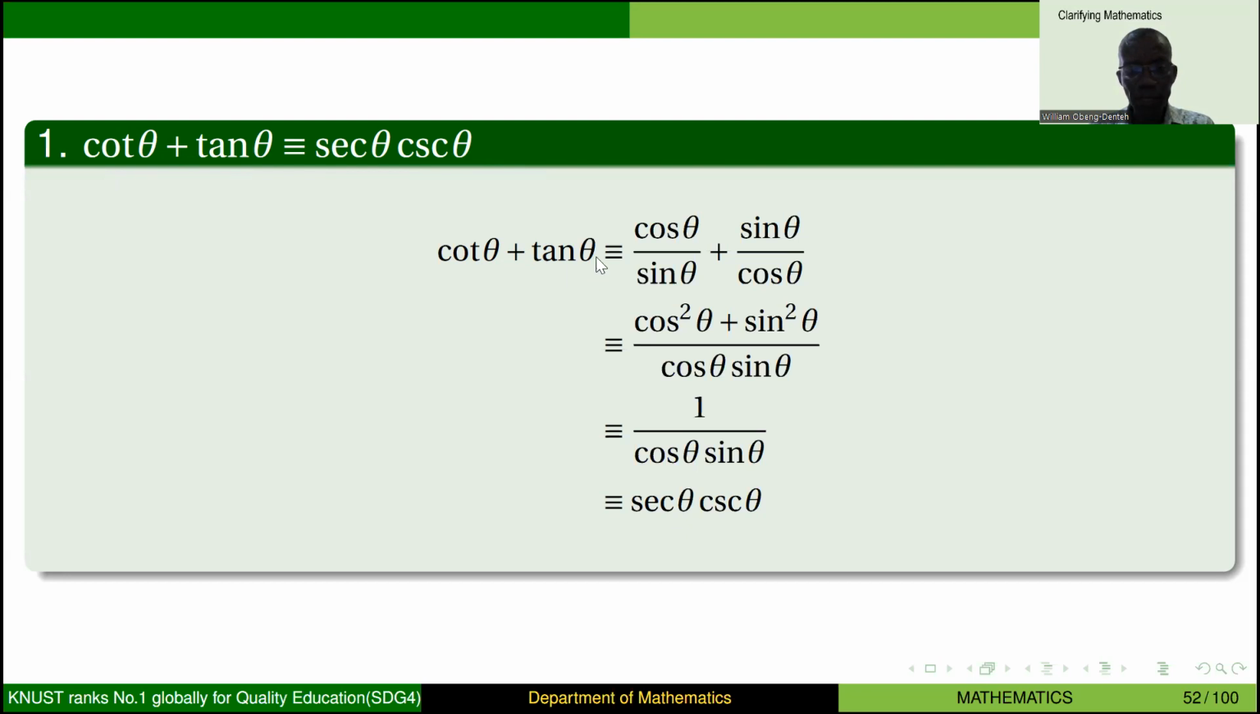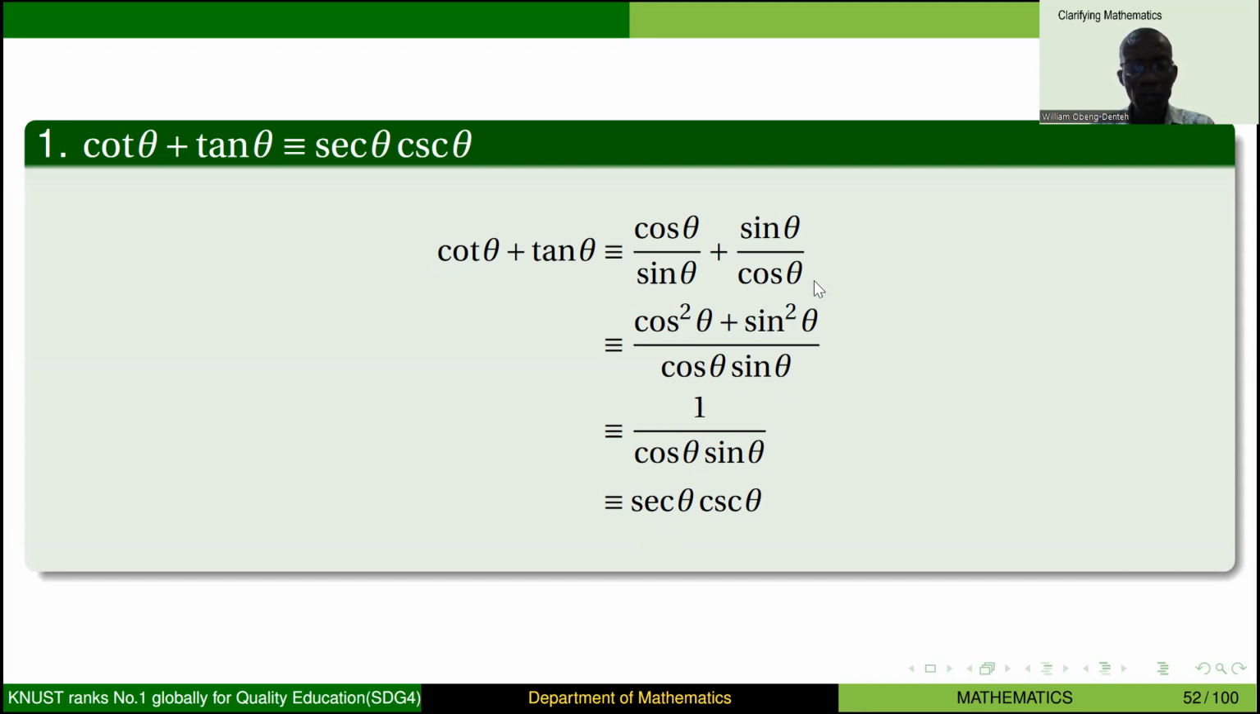So cot theta plus tan theta, we can write this as cos theta over sin theta plus sin theta over cos theta. Then we get the common denominator. And remember that this divides that, so you get this times that. This will divide, so we'll get this times that, we'll get this. So this one will give us 1. So you get 1 over cos theta sin theta. Remember that 1 over cos theta is sec, 1 over sin theta is cosec. So we have done it.